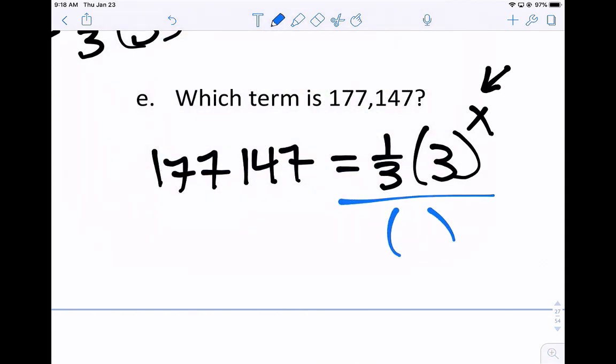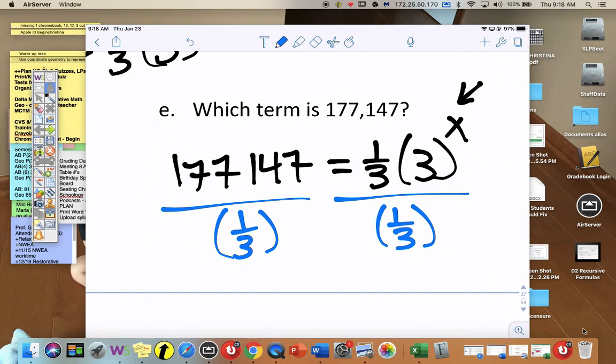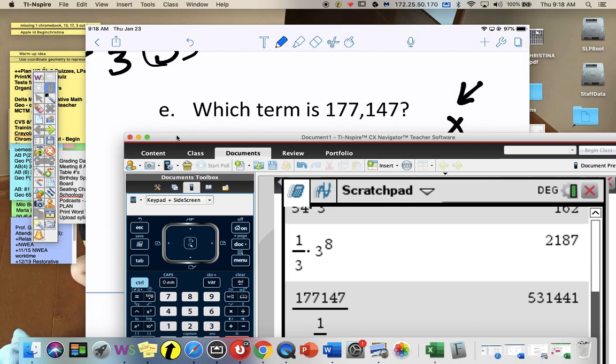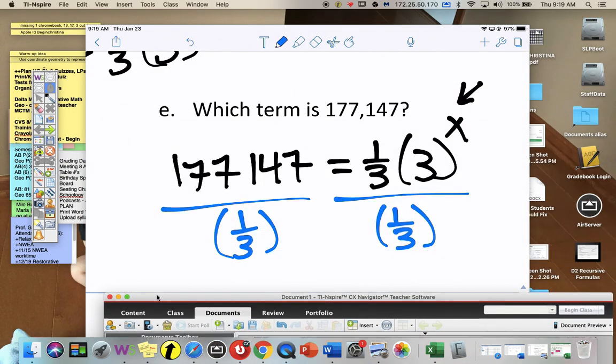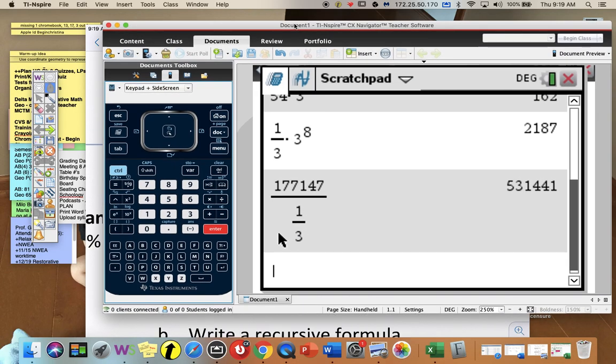Let's divide each side by 1/3, which is the same as multiplying the left side by 3, multiplying by the reciprocal. So we have 177,147, and then divided by 1/3, or multiply by 3, same thing. Okay, so we get this big number, and that equals 3 to the x. So I'm going to write that down. Okay, so let's put it over here. 531,441 equals 3 to the x.